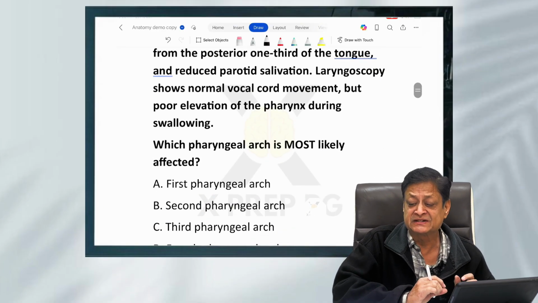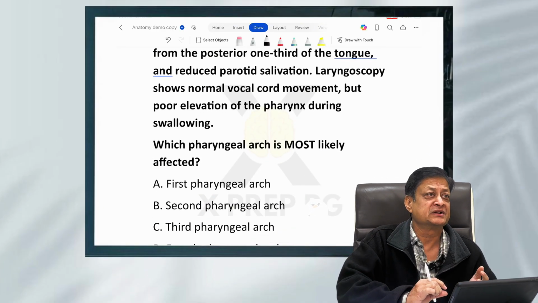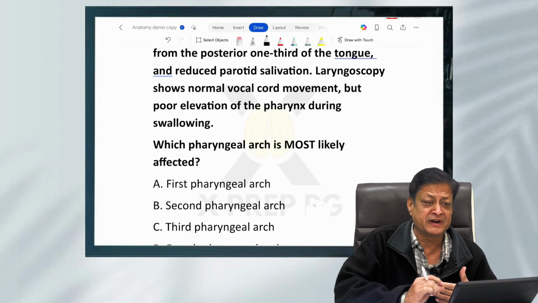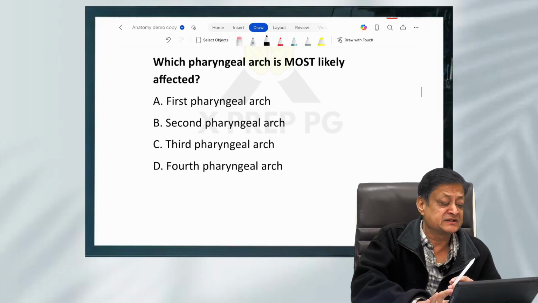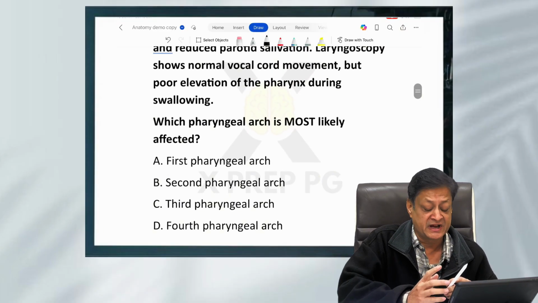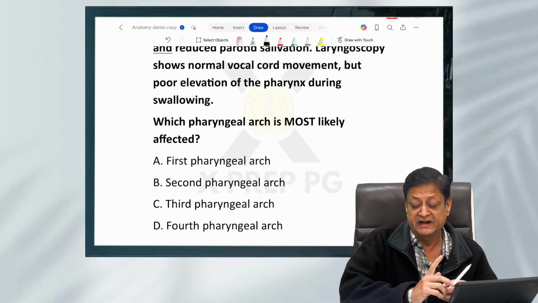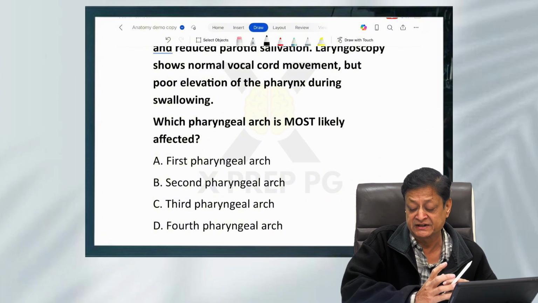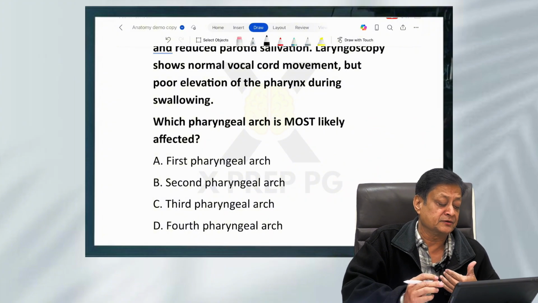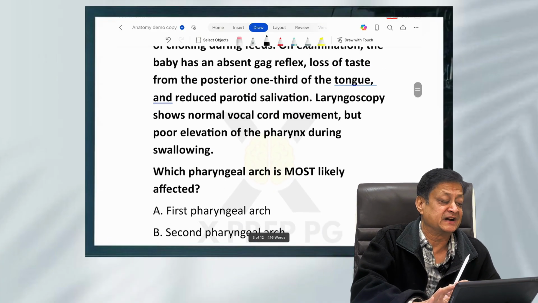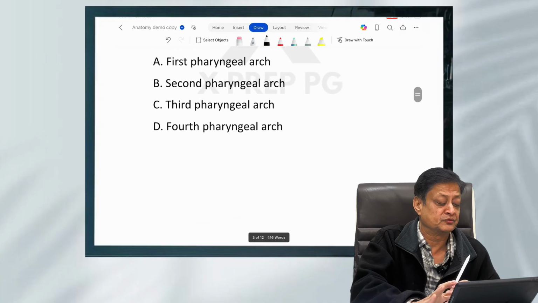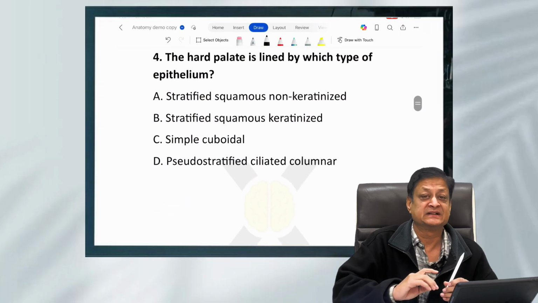Our correct answer is third pharyngeal arch, because the nerve of the third pharyngeal arch is the glossopharyngeal nerve. The second pharyngeal arch, on the other hand, affects the muscles of facial expression. And the fourth pharyngeal arch causes hoarseness of voice. That is true, right? Because it supplies through cranial nerve number 10. So that was the discussion regarding our third MCQ for today's list.